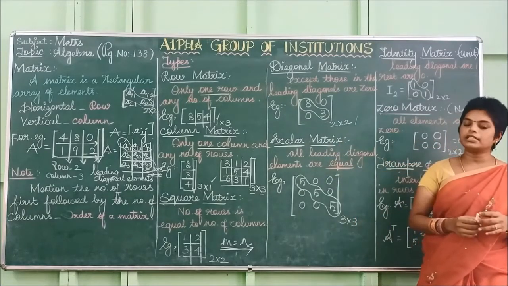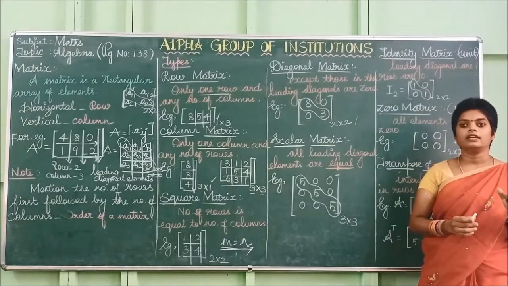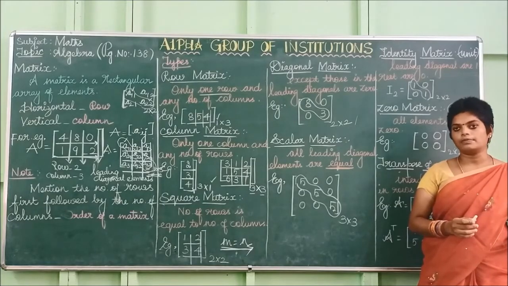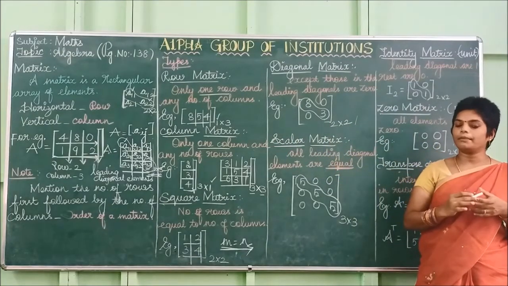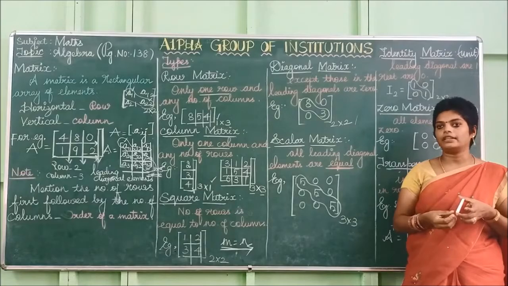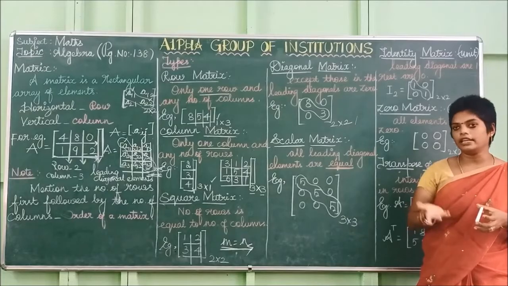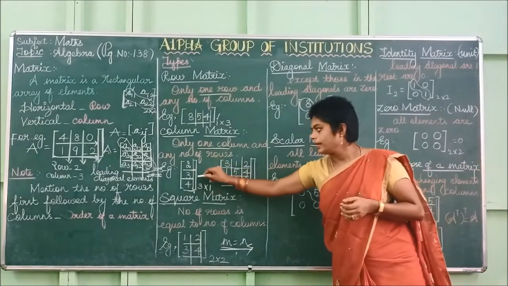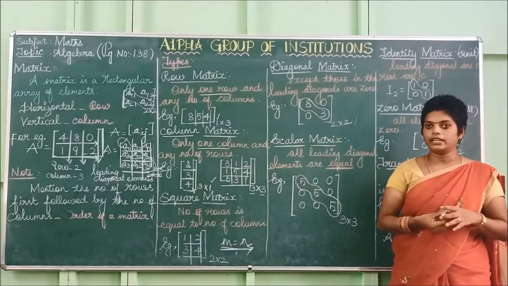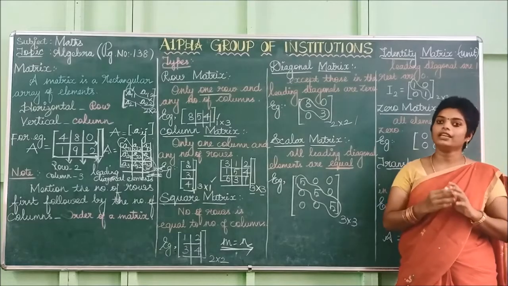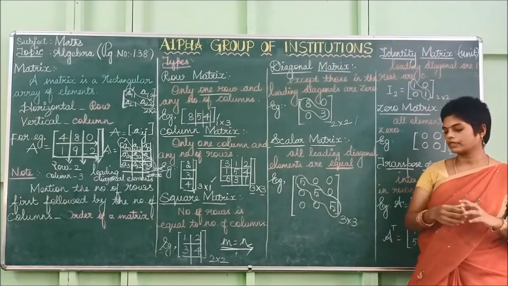Then listen to the types. The first type is the row matrix. A matrix is said to be a row matrix if it has only one row and any number of columns. What do you mean by a column matrix? A matrix is said to be a column matrix if it has only one column and any number of rows. Here there is only one column and 3 rows. Next, the square matrix. A matrix is said to be a square matrix if the number of rows and number of columns are equal. That means both row and column will be the same.